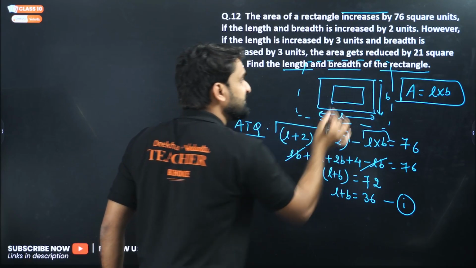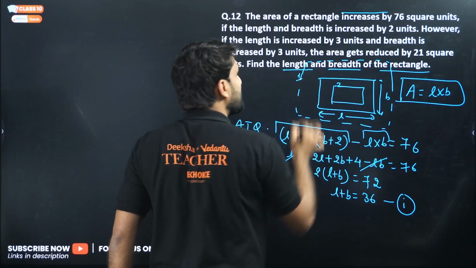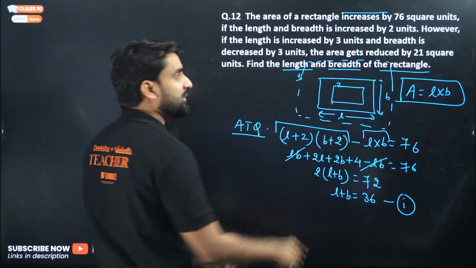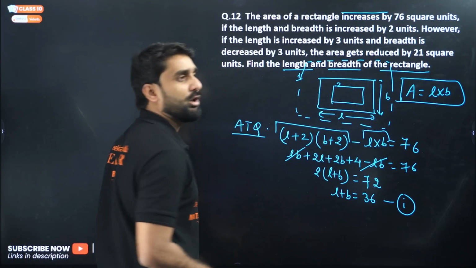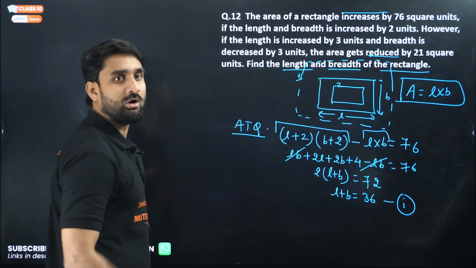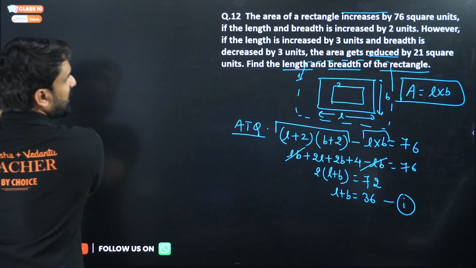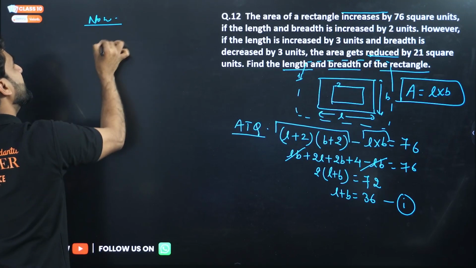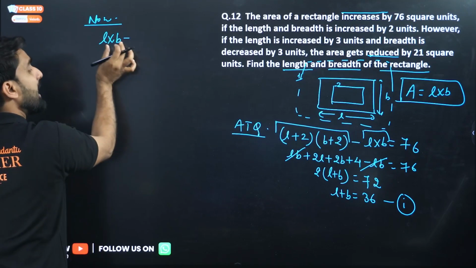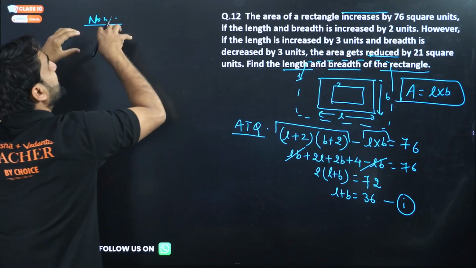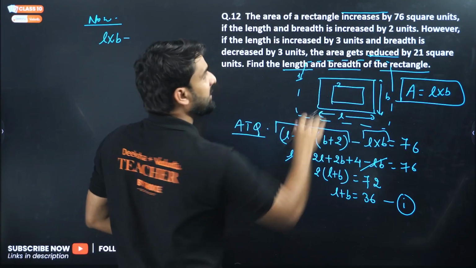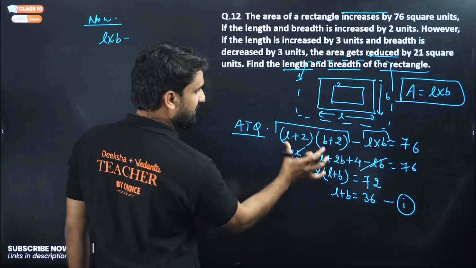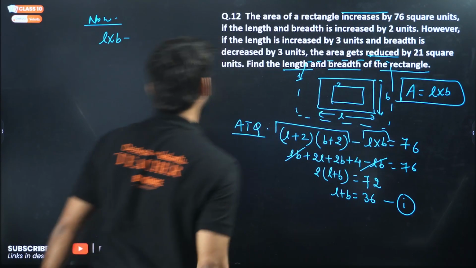In the second statement, this is the second statement and this is the first situation. In the second statement, the area is decreasing, reduced by 21 square units. So the old area will be greater and the new area will be smaller because the term reduced is here. So how can we form the equation? Now look, the original area is LB. Original area is LB minus, now I am subtracting something from the original area because the new area is smaller. In the earlier information, the new area was greater. That's why I'm writing the new area first, then the older area.